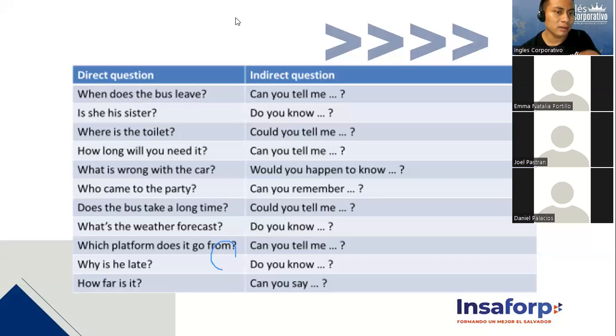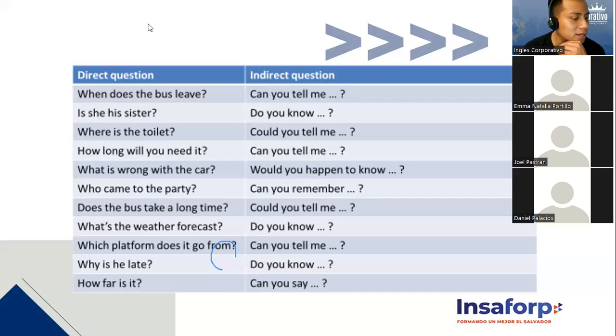So, well, does the bus take a long time? How would you say it indirectly? Wait, I'm thinking. So, could you tell me if the bus takes a long time? Exactly. Yes, you need to use if or whether. And what about the next one? Let's see, Daniel.